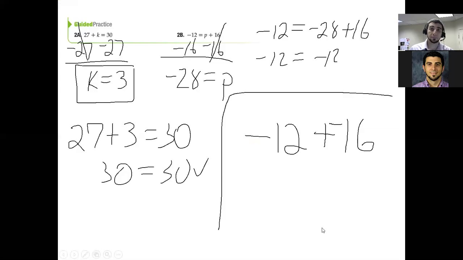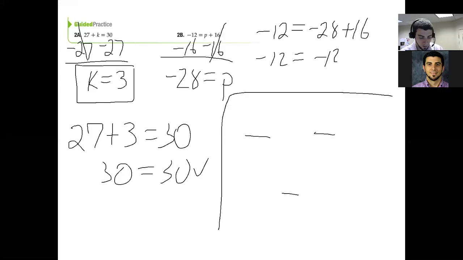So here's the rule. When you're adding, if the signs are the same on the numbers, you add the numbers and keep the sign. So 12 and 16 equals 28, and you keep the negative. The reason is because you're adding two of the same kinds of numbers. If you're adding two negative numbers, the answer is going to be negative. If you're adding two positive numbers, the answer is going to be positive. Don't confuse this with the rules for multiplication and division of positive and negative numbers. Okay, so let me erase this.